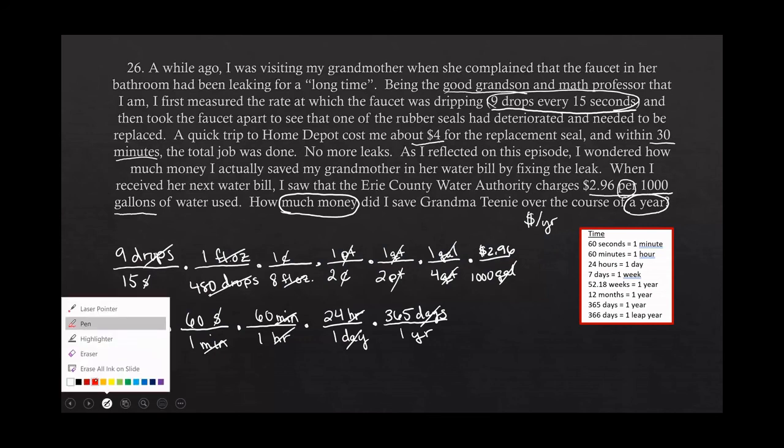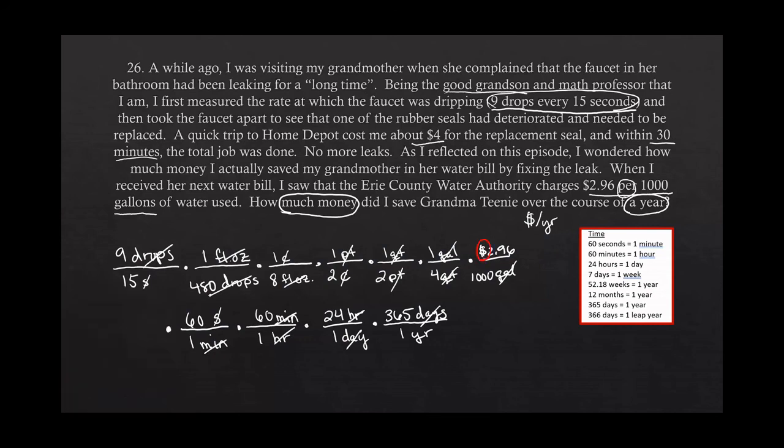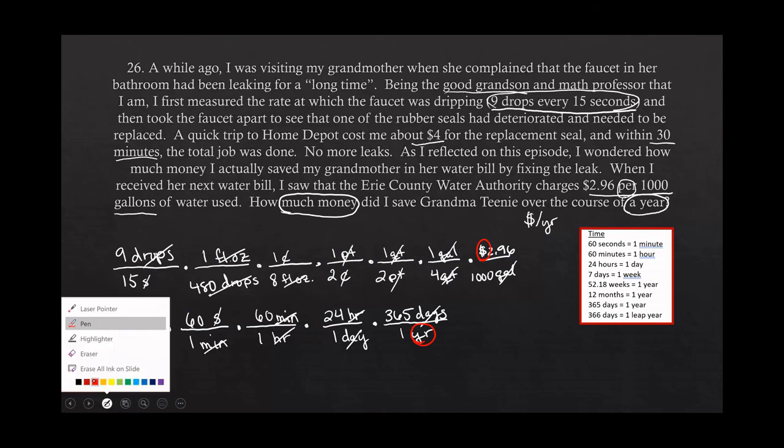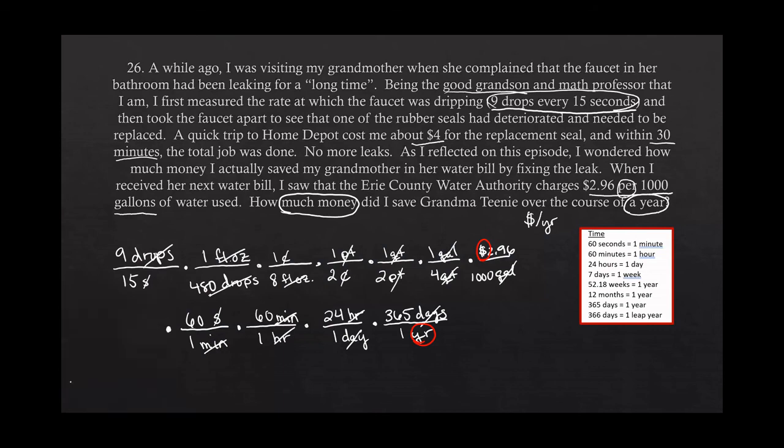So again, we can see we got our dollars in the top per year in the bottom, which is exactly what we wanted. Okay. Now we just need to go through and do all the multiplication, all the division. Be very careful entering this.